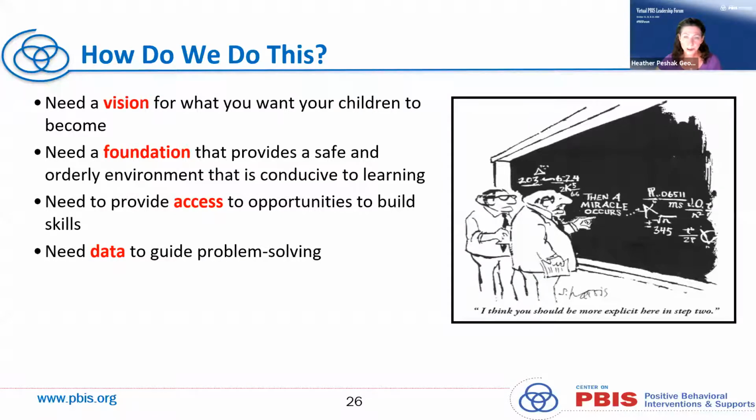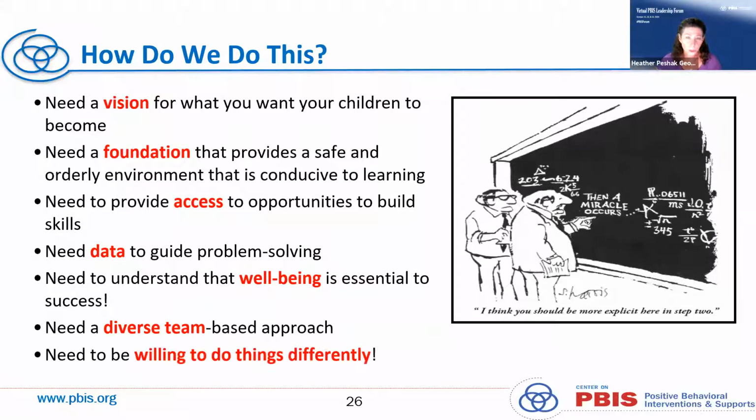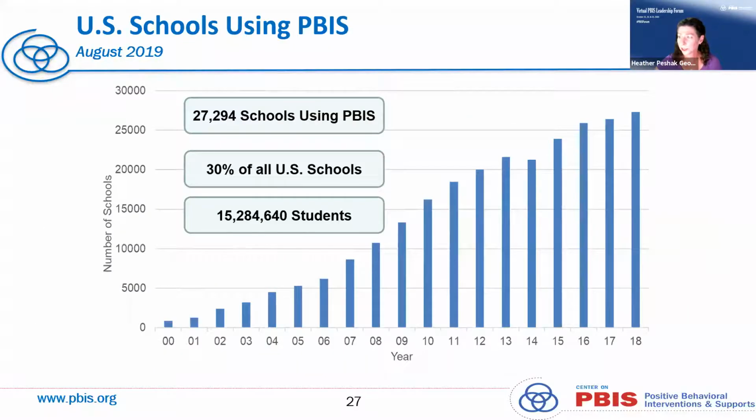People need to provide access for opportunities to build these skills. They may need to know what code switching is, because what will keep them alive, say on the weekends, how are they supposed to act differently when they show up at the school? We need the data to guide problem solving. We need to understand well-being and that there's a diverse team approach. We've got to collaborate because there's a lot of us working on this together. We don't need to be duplicating efforts, but we also have to be willing to do things differently.